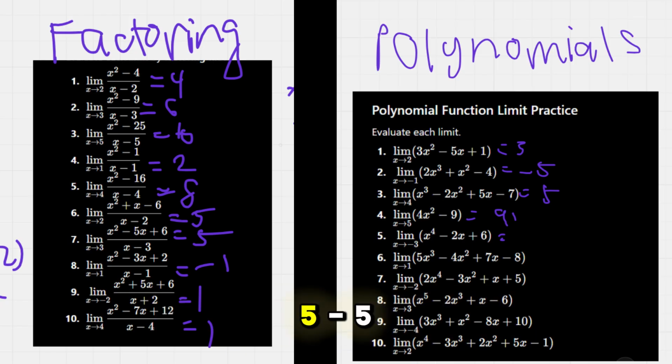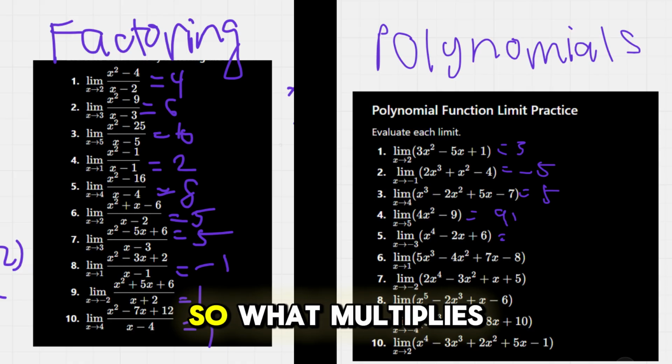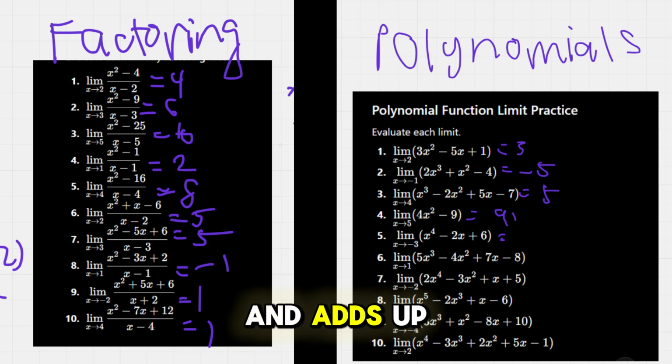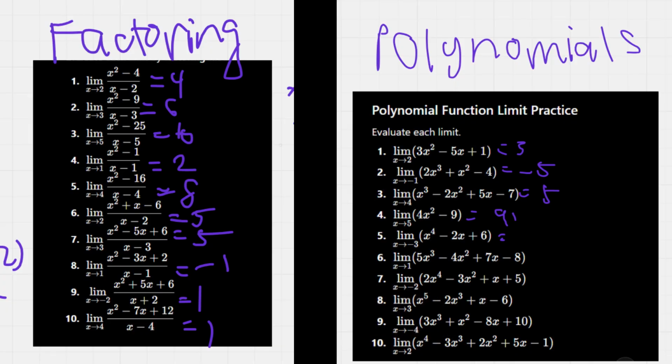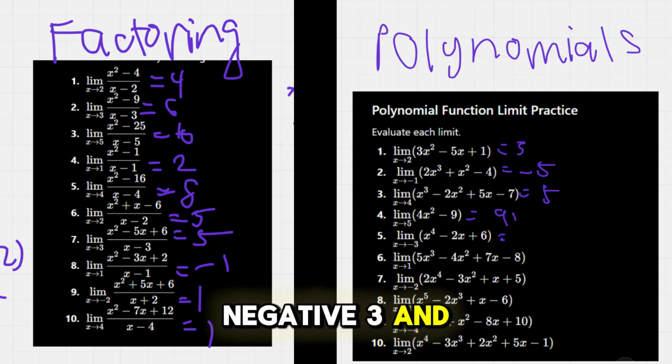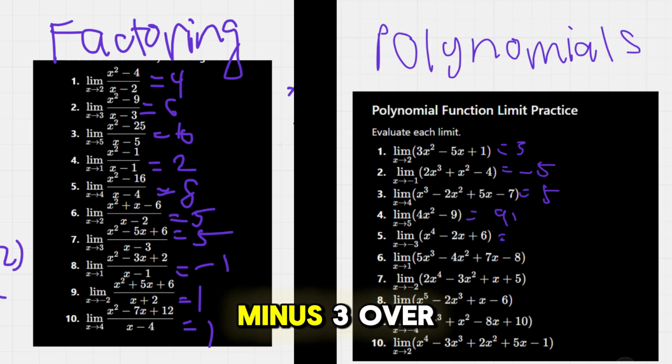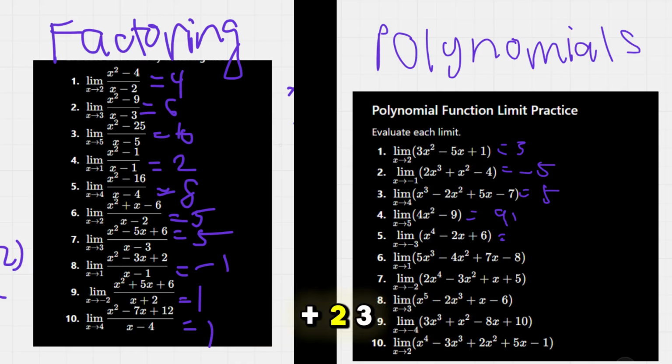That corresponds with 5, negative 5, and plus 6. So what multiplies to positive 6 and adds up to negative 5? We can have negative 3 and negative 2. So we have x minus 3 and x minus 2. Then we're just going to have x minus 3 over here. Cancel that. x minus 3, 3 plus 2 is going to be 5.